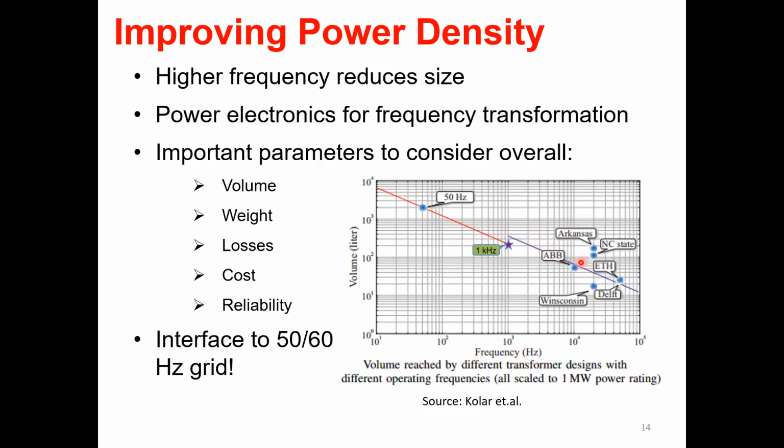So let's say if you go to a ferrite core, you can go for much higher frequencies and so forth. We'll discuss more about that a little later.